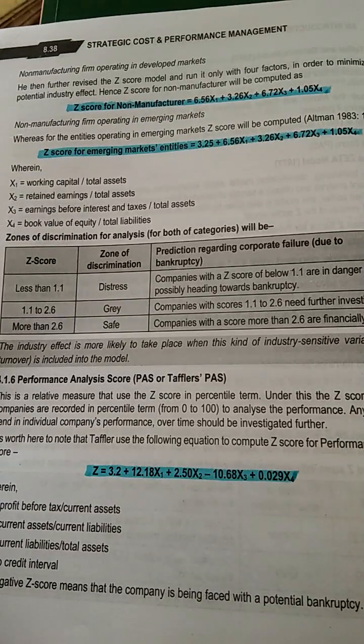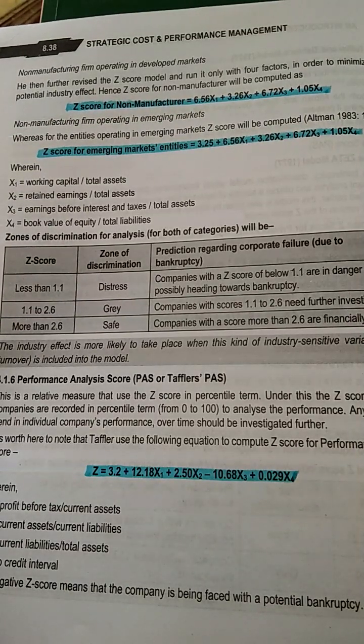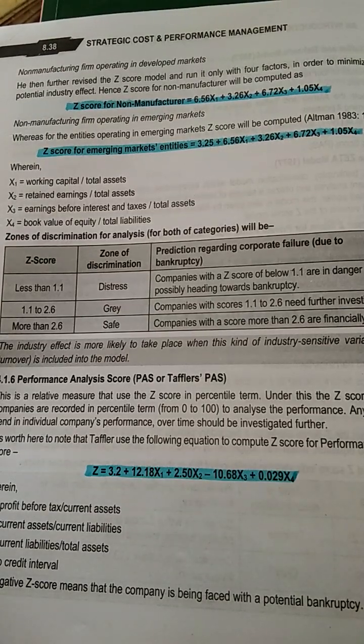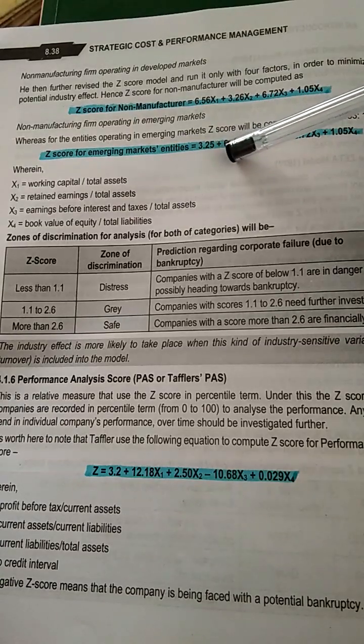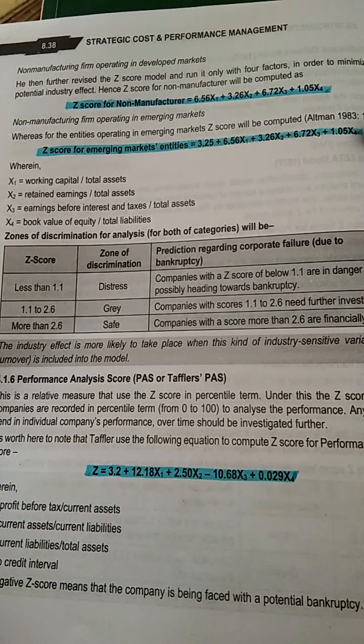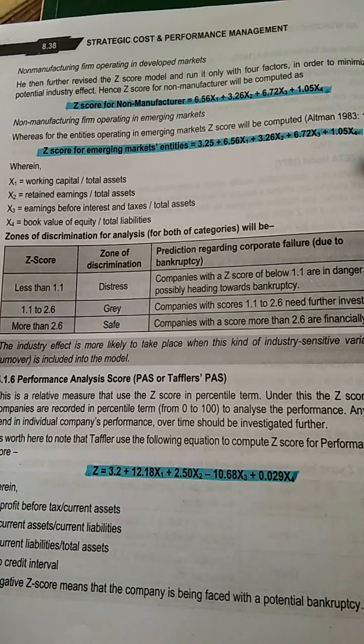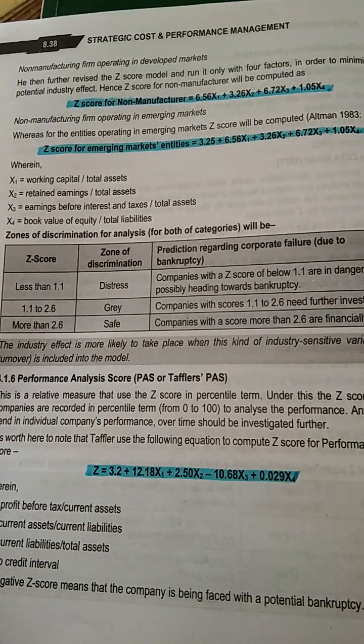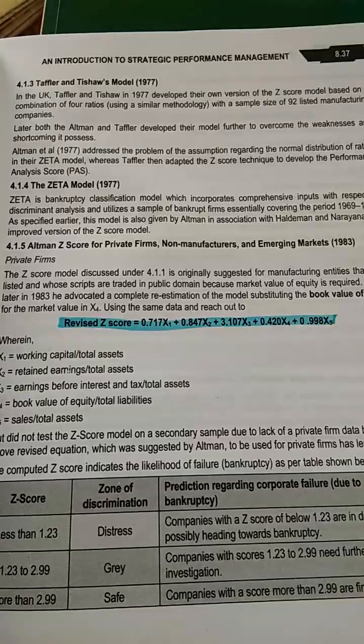Whereas for entities operating in emerging markets, the z-score is computed as in Altman 1983: z-score for emerging market entities is 3.25 plus 6.56x1 plus 3.26x2 plus 6.72x3 plus 1.05x4. So x1 is the working capital to total assets ratio, x2 is the retained earnings to total assets ratio, x3 is earnings before interest and taxes to total assets ratio, and x4 is the book value of equity to total assets. So these are the ratios.